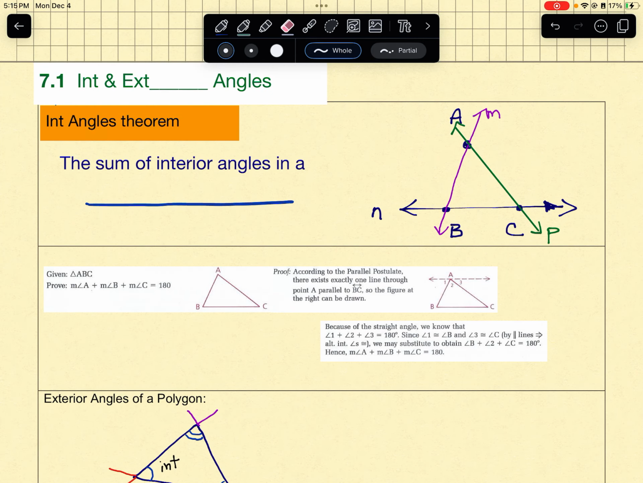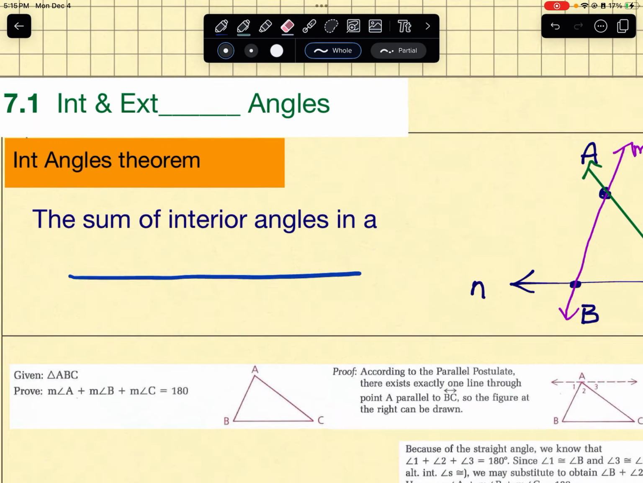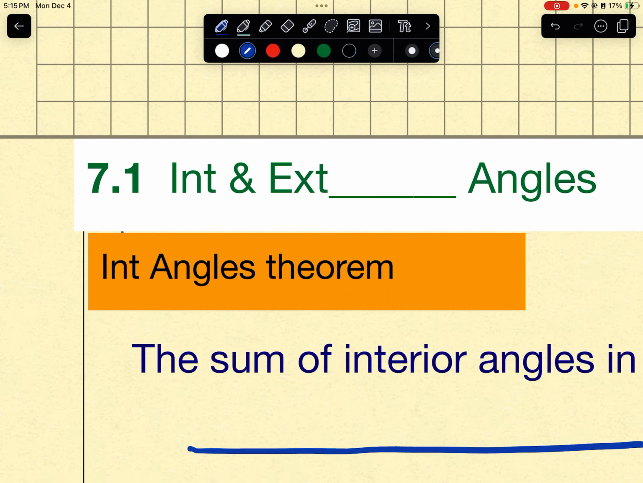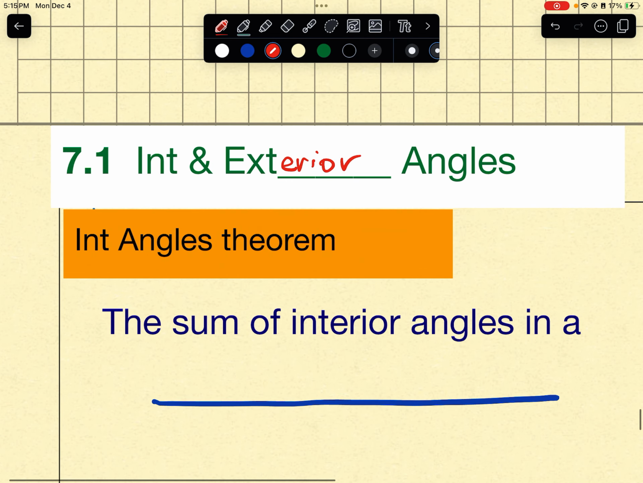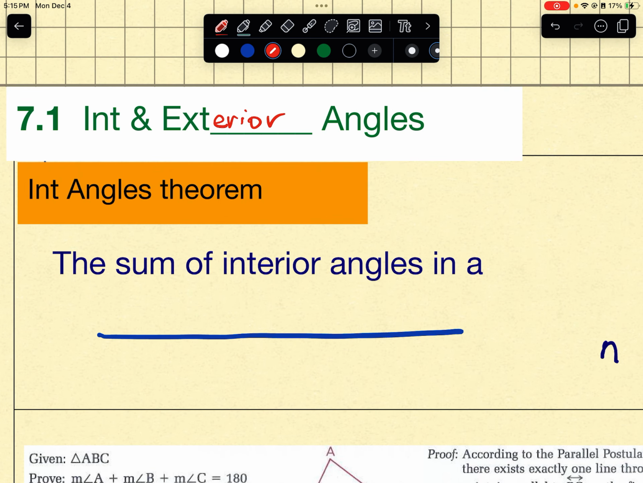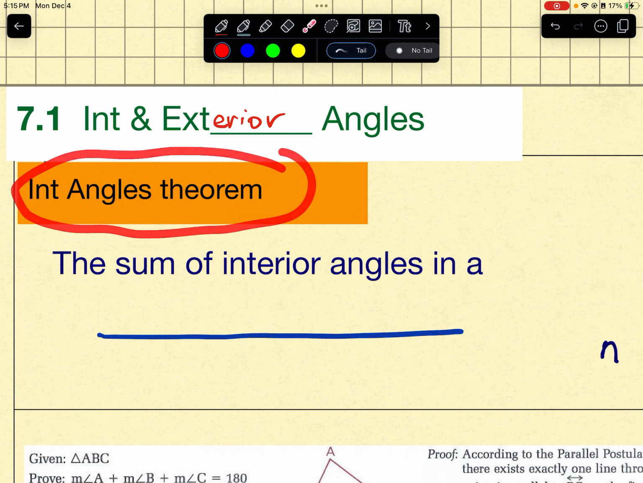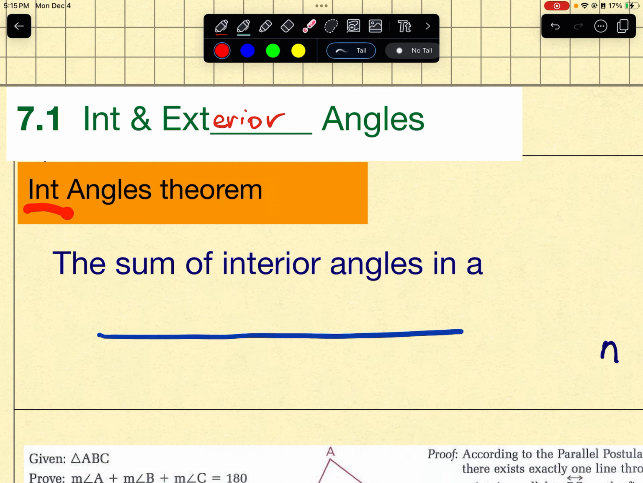Okay, here we go. 7-1, we're talking about interior and exterior angles. Specifically in triangles, but also we'll generalize to polygons. So first of all, this is the first theorem of chapter 7, referring to the interior angles theorem in a triangle. The sum of the interior angles in a triangle.